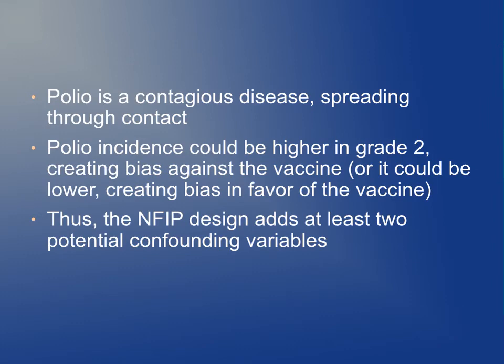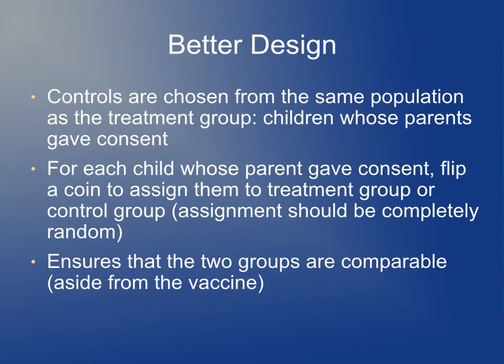Polio is a contagious disease that's spread through contact, so it's possible that there's more kids who acquire polio in second grade than there is in first or third grade, which would create bias against the vaccine. Maybe there's less kids who get polio in second grade, which creates bias in favor of the vaccine. Now, if you do a large-scale study across a large number of elementary schools, this is unlikely to drastically bias the results, but it is a potential confounding variable that's introduced that we don't really need to introduce in this particular case.